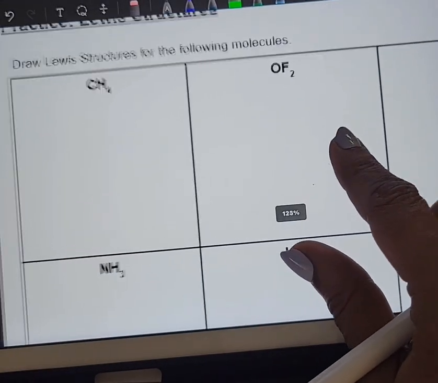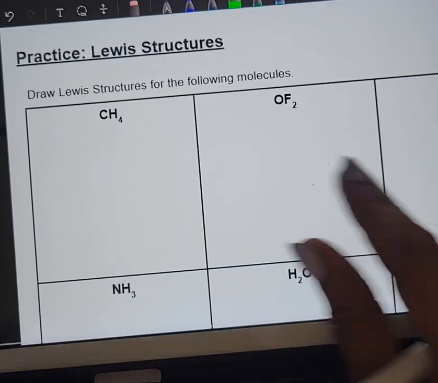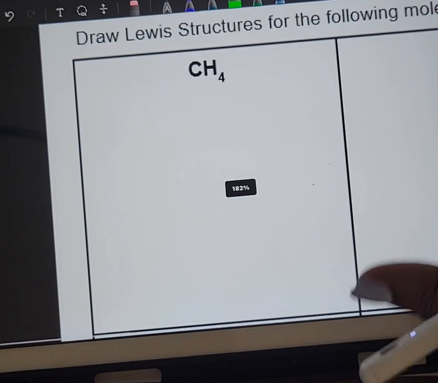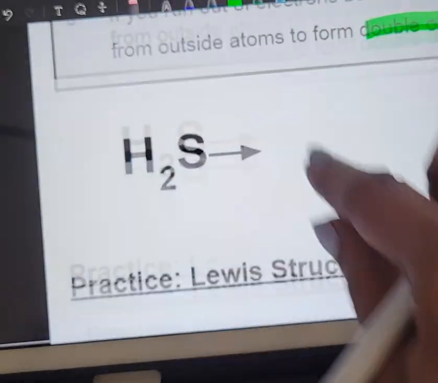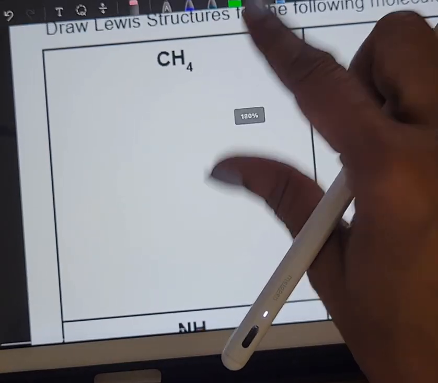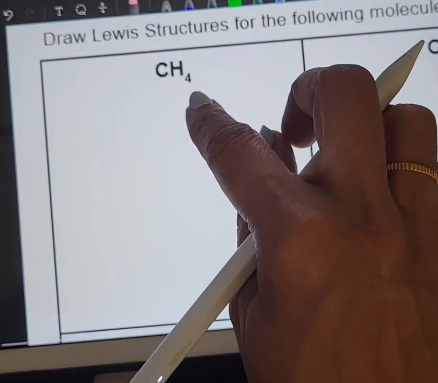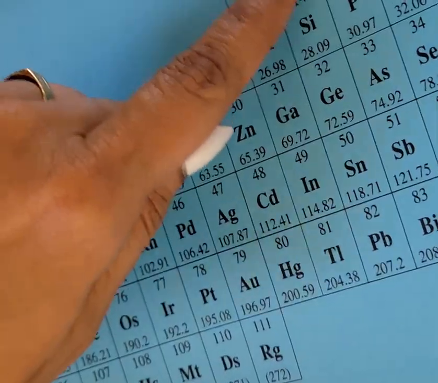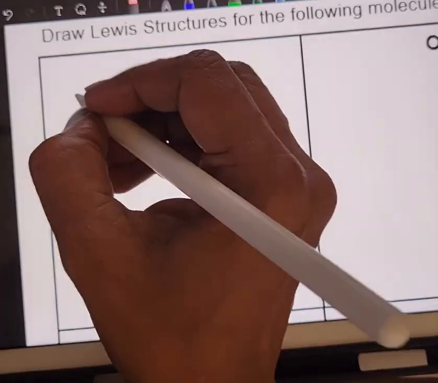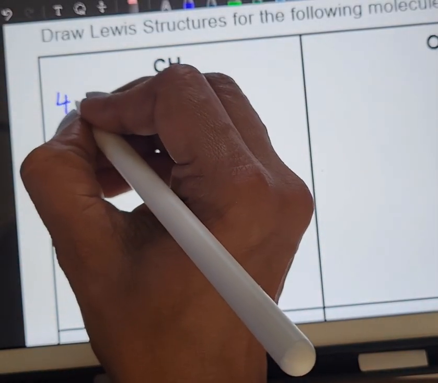Let's practice. First one, CH4. Okay. So first step, what is the first step? You have to calculate the total number of electrons. So I'm going to show you how to calculate the total number of electrons. So carbon is in the 14th group. Here it has 4 valence electrons. Carbon has 4 electrons.